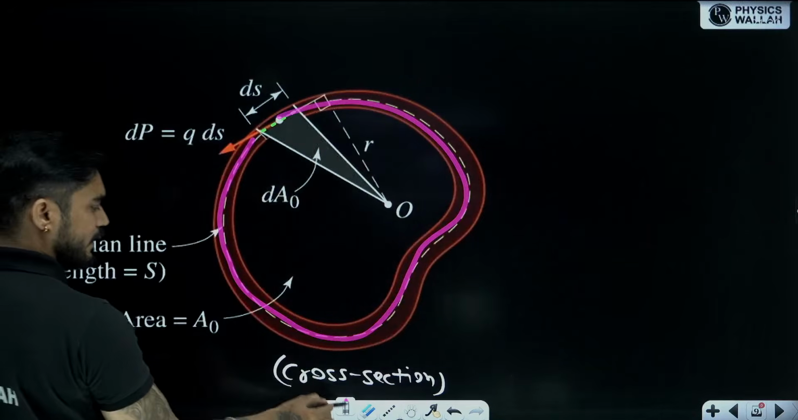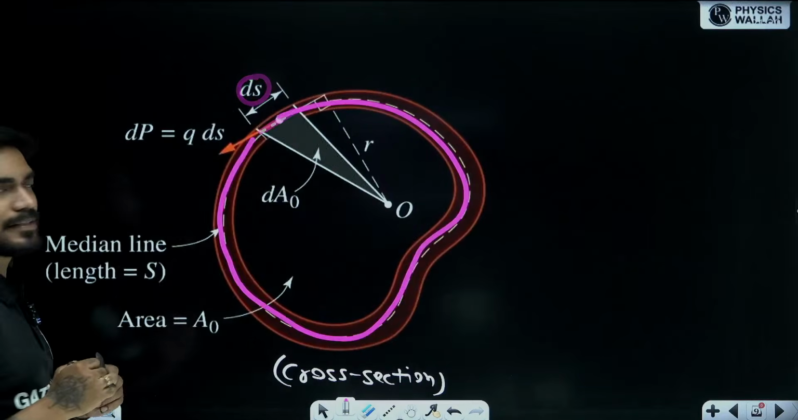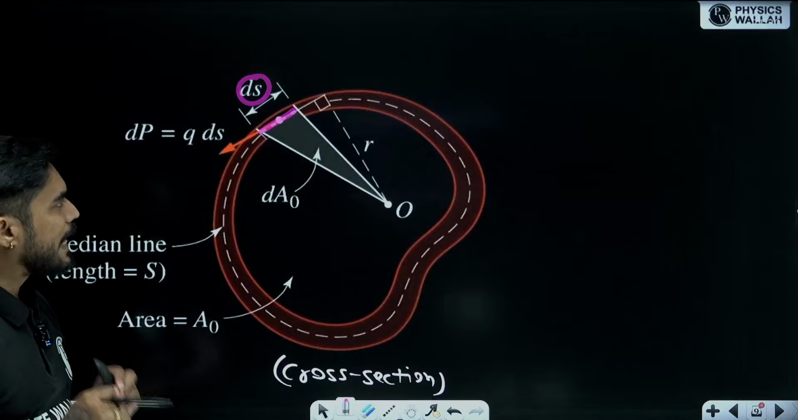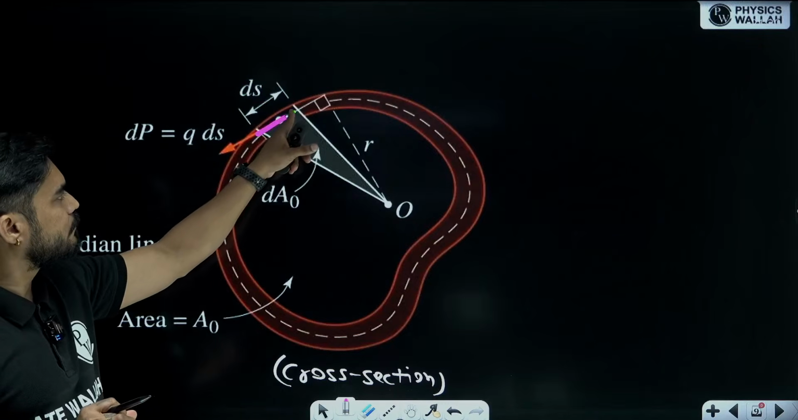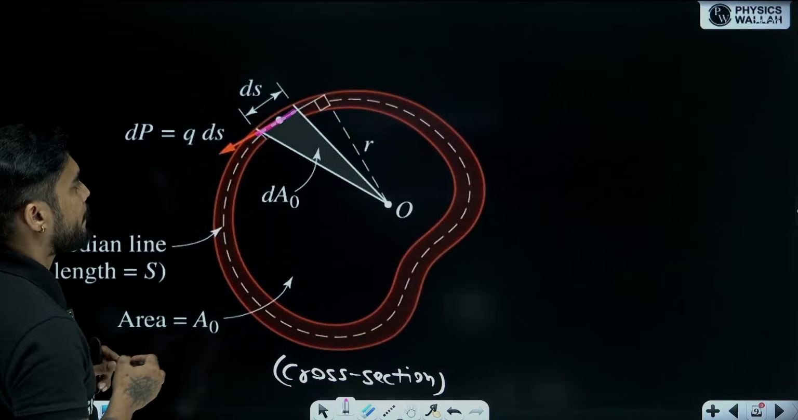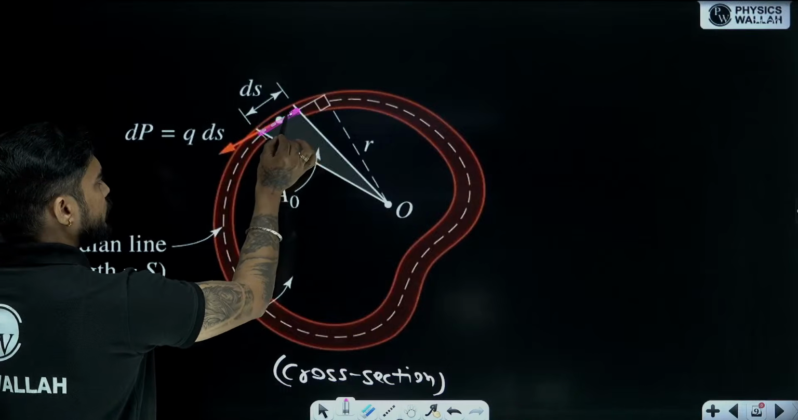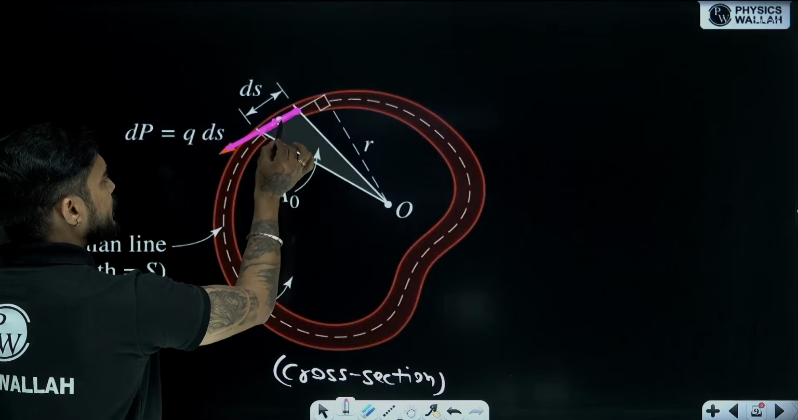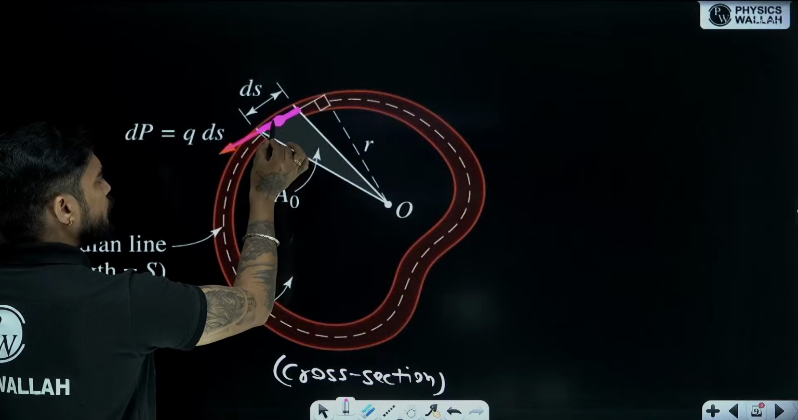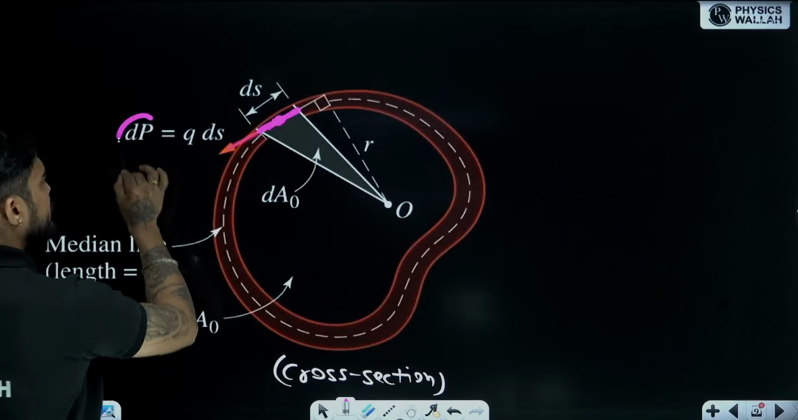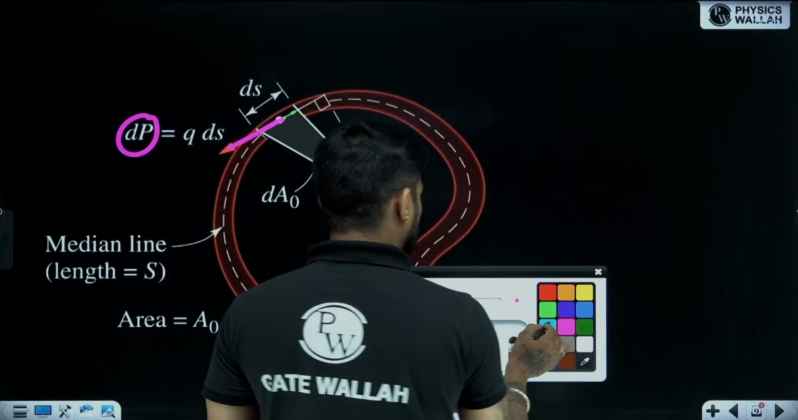Okay, on this line, let's consider a very small length ds. So we will derive the equation of tau using this very small length. Let's say the shear force acting at this point on this very small length is dP. What is this dP? This dP is the shear force.